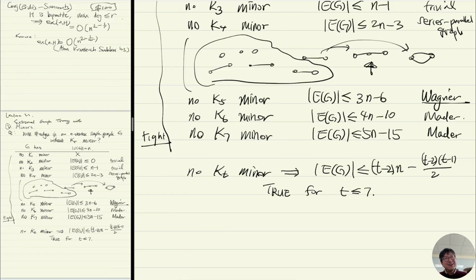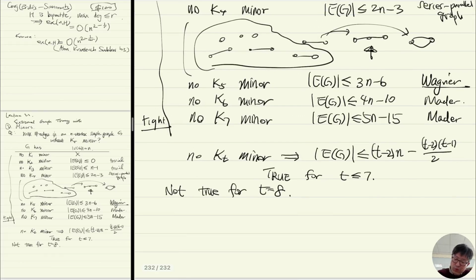And surprisingly, this is not true for t is 8. What's going to happen if t is 8? Well, 8 is like 6n minus 8. So 6 times 7, 37. This is what we want.